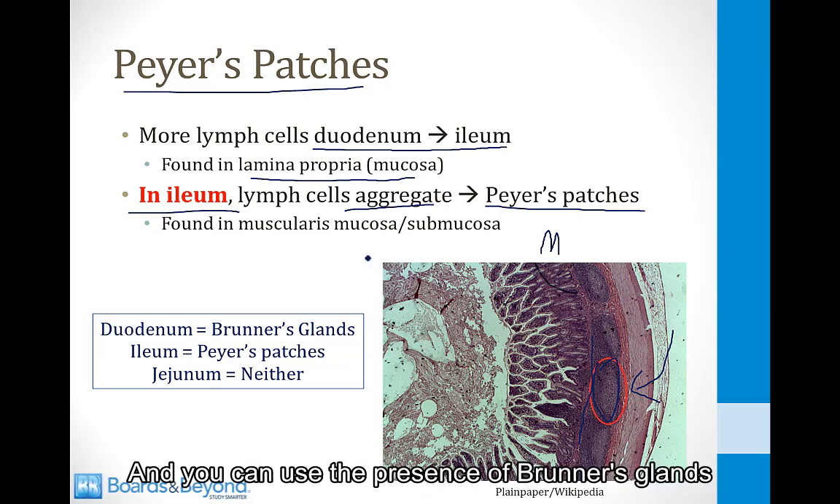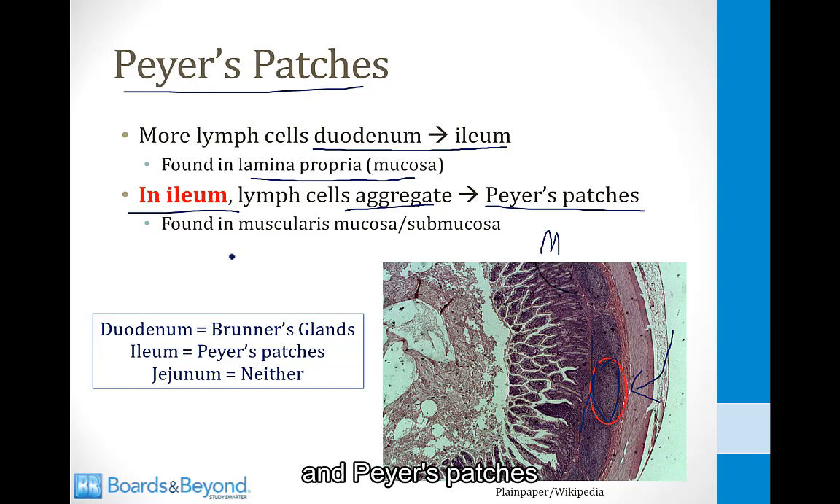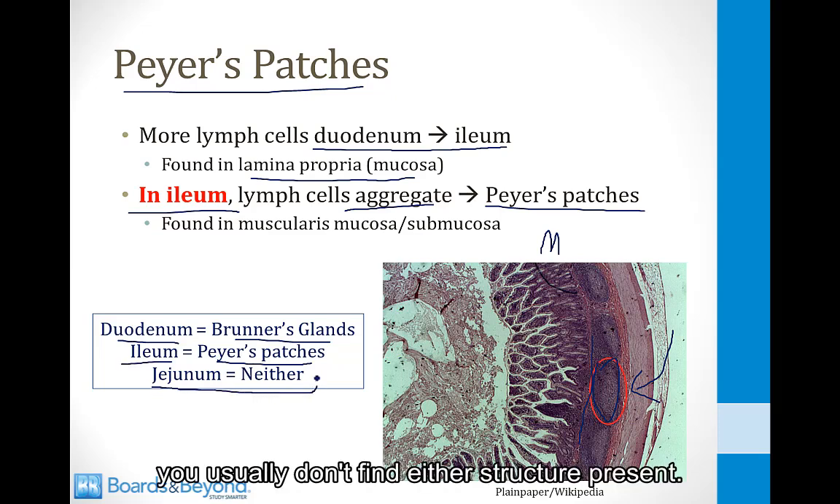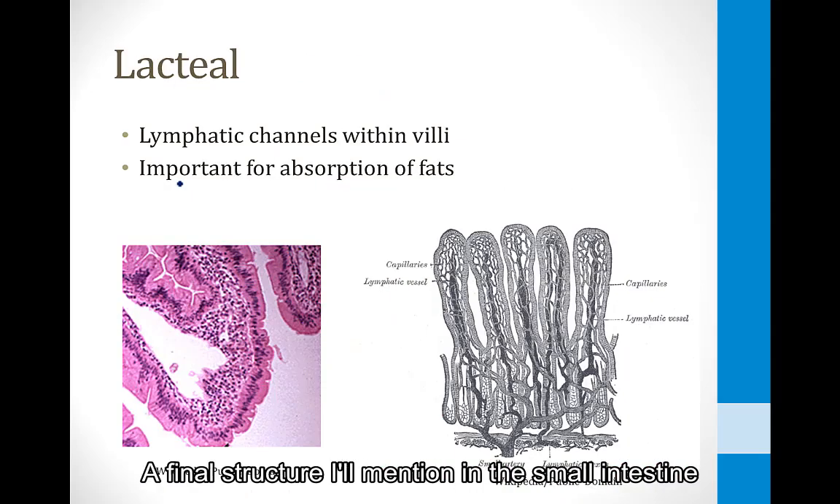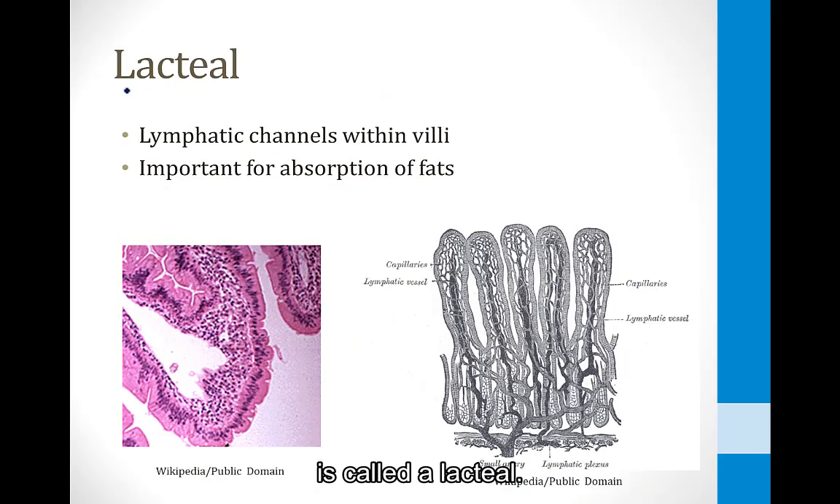And you can use the presence of Brunner's glands and Peyer's patches to tell which portion of the small intestine you are looking at. If you see Brunner's glands, then you are looking at the duodenum. If you see Peyer's patches, you're usually looking at the ileum, and in the jejunum, you usually don't find either structure present. A final structure I'll mention in the small intestine is called a lacteal.